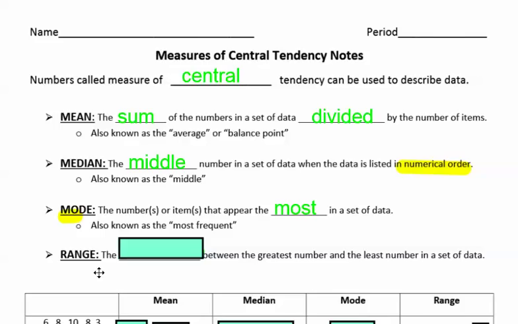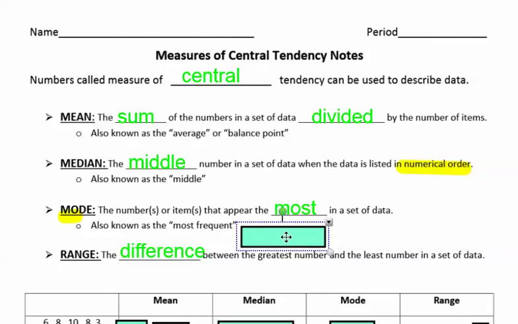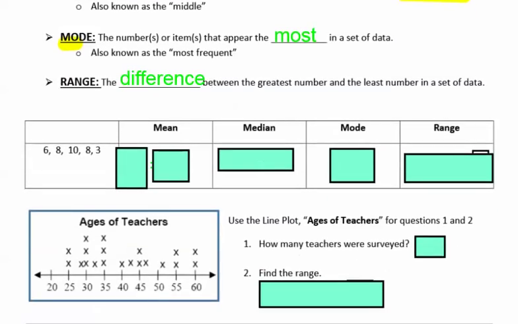And then last we have our range. The range is the difference between our biggest number and our smallest number. So we're going to take our biggest number and we subtract the smallest number to find our range. So let's go ahead and find each of these using this set of data.